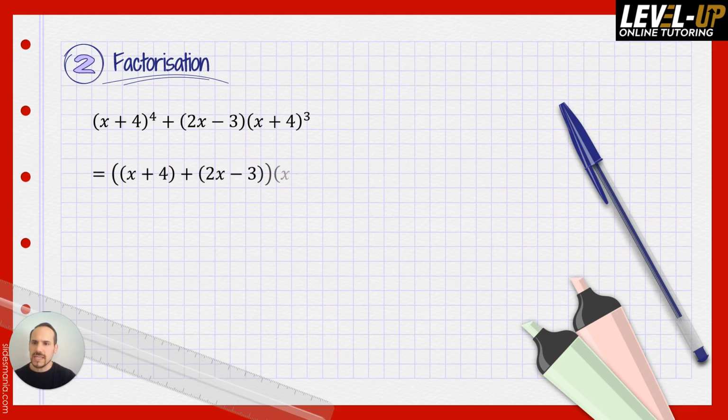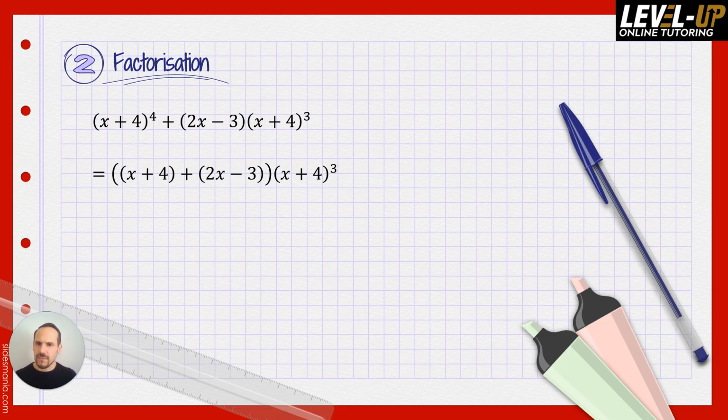So what we could do is we could take that (x+4)^3 out. And you see in the first term, what's going to be left over is just an x plus 4. In the second term, it's going to be 2x minus 3. So that's what gets left inside the first bracket. So yeah, take a look at that and make sure that makes sense to you, what we've done there.